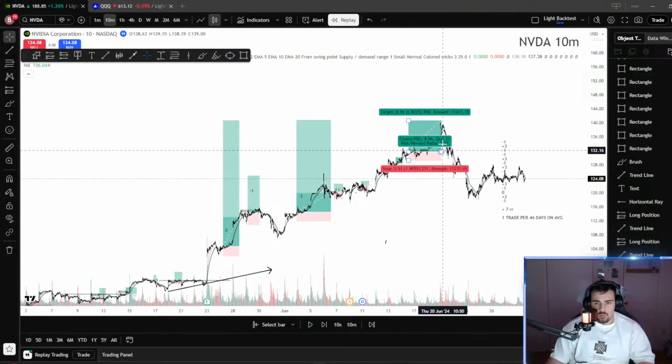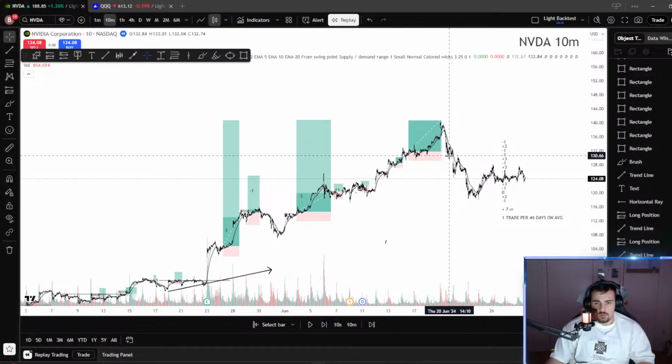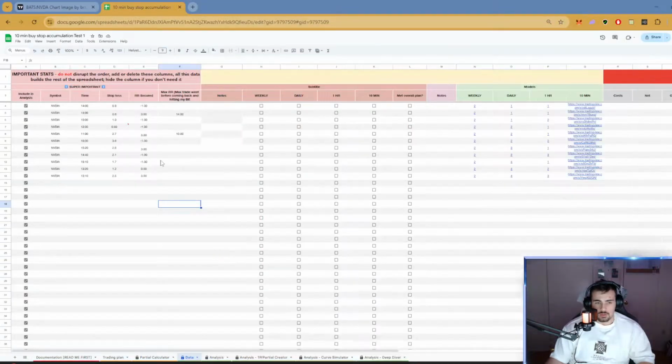Then this one ran 3.7, 3.57 before it came back and hit break even. So that would be for this one here. Okay, perfect. Interesting. So on two of my three winners, they actually ran 210R or past 10R.